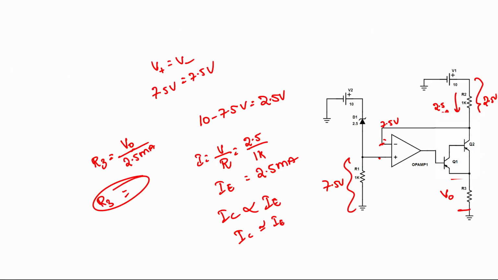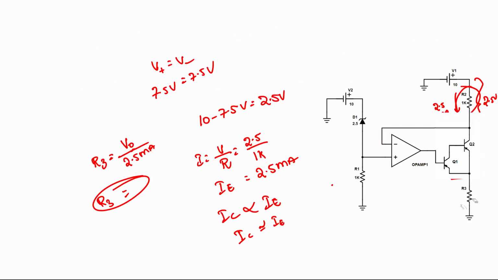The main use of the op amp here is to maintain the constant current through the circuit. No matter what, the current flow in the complete circuit will be 2.5 milliamps. That entirely depends upon the Zener diode cutoff voltage as well as the power that we are applying here. So, these are the important things one has to understand in order to understand the working of this particular circuit. I hope this is clear.